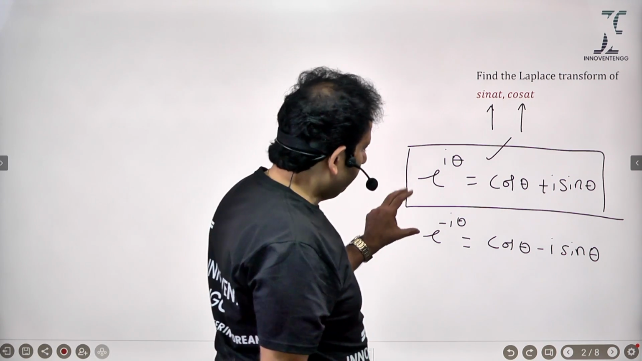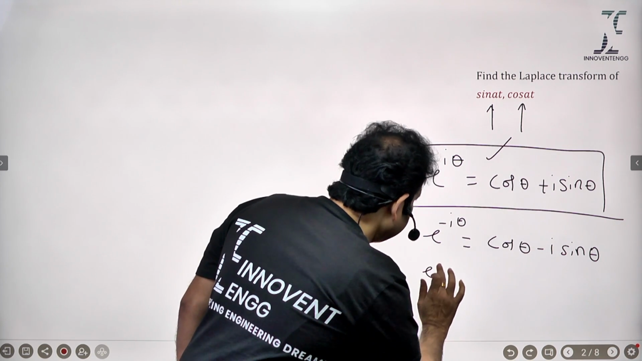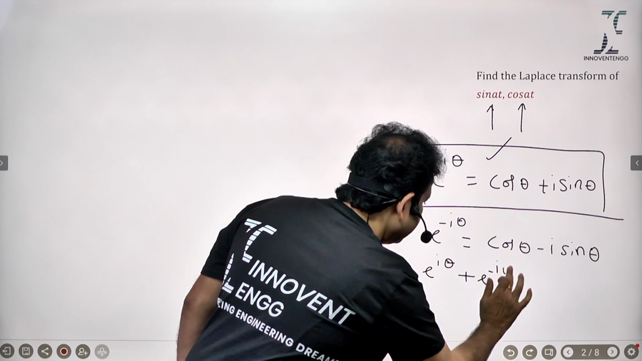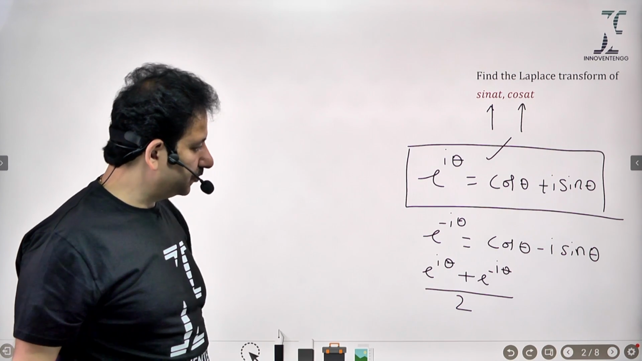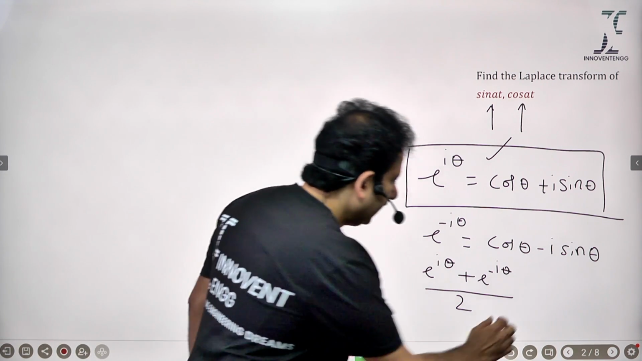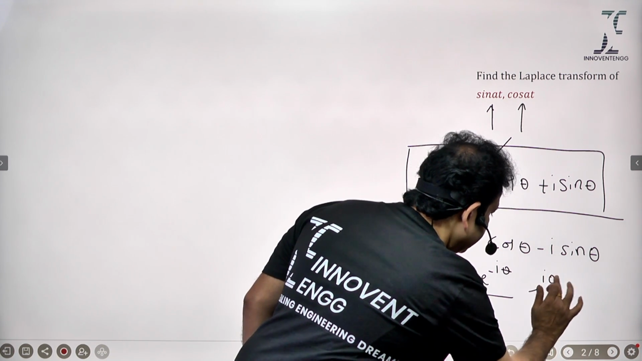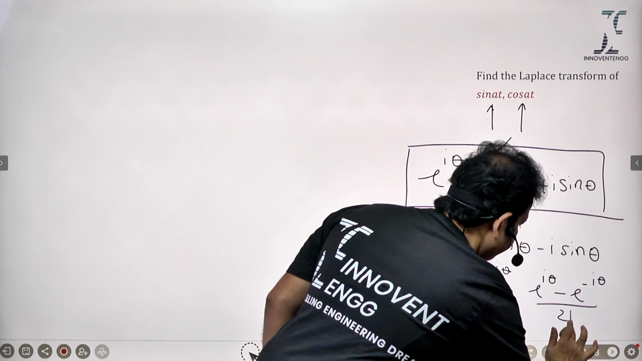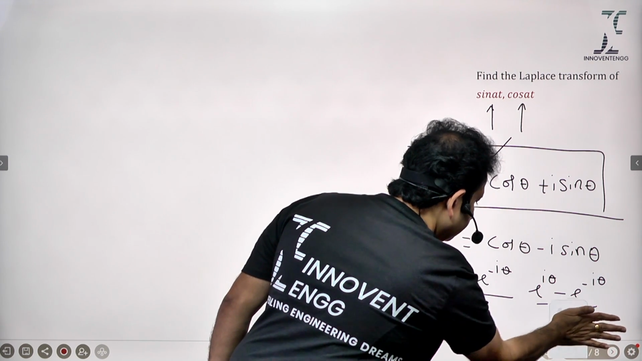Now what you can do, if you add these two, the odd function gets eliminated and your cos theta becomes (e^{iθ} + e^{-iθ})/2. And if you subtract these two, the even function gets eliminated and the odd function gets doubled, and that is where you will have sin theta equal to (e^{iθ} - e^{-iθ})/2i. So 2i rather, not factorial, it's 2i.